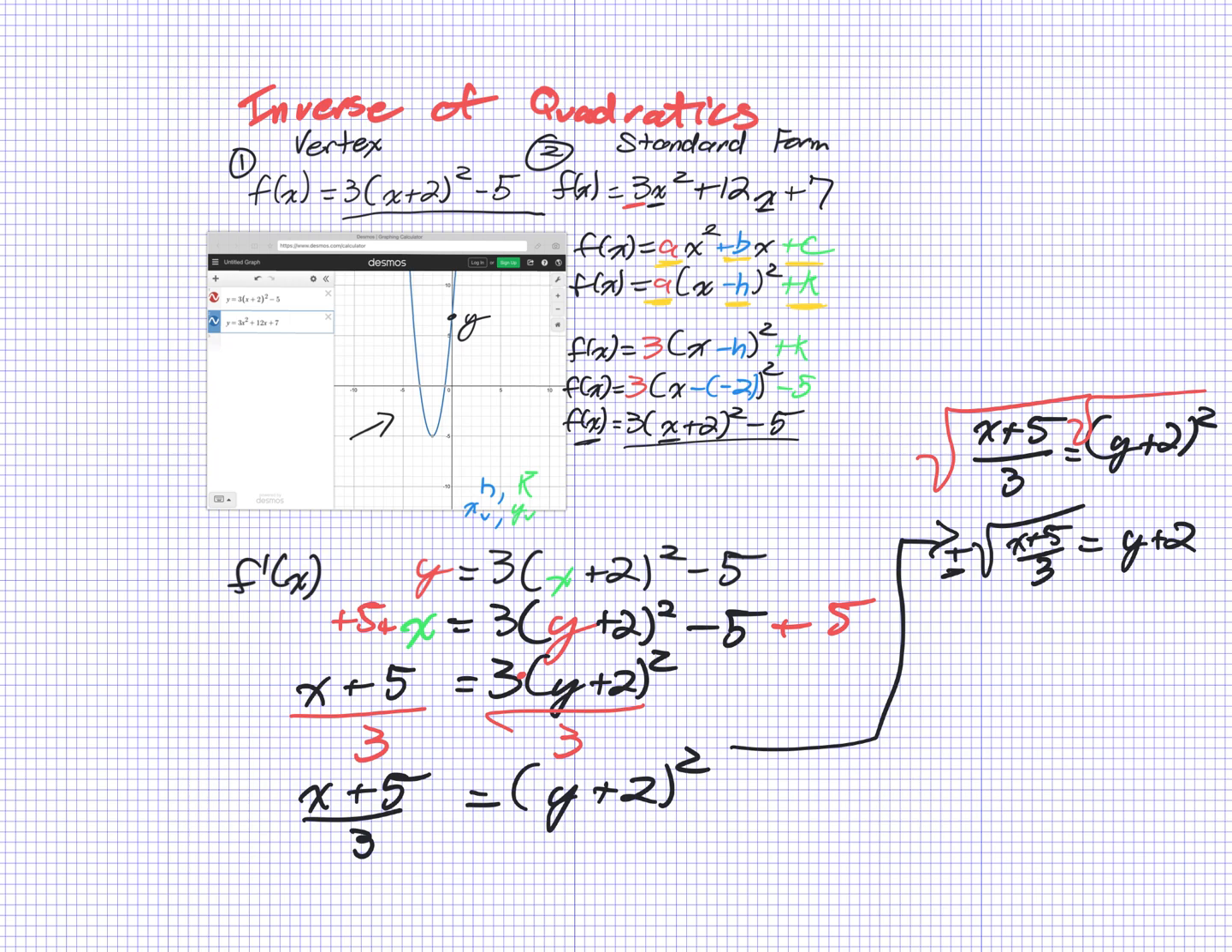Finally, the last step, I won't write the plus and minus sign in again. We'll try to simplify it by just the root here, x plus 5 over 3. And it'll become minus 2 because we're moving that positive 2 to the other side of the equation. It is equal to y. So essentially your function, f inverse of x, is equal to the root of x plus 5 over 3, minus 2.